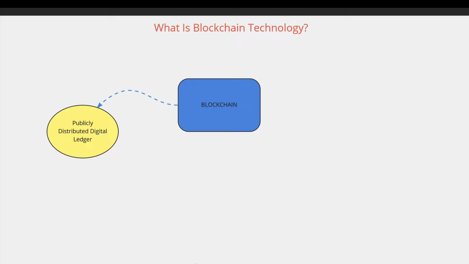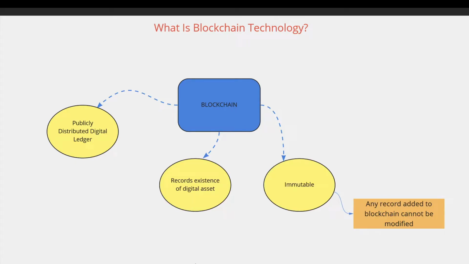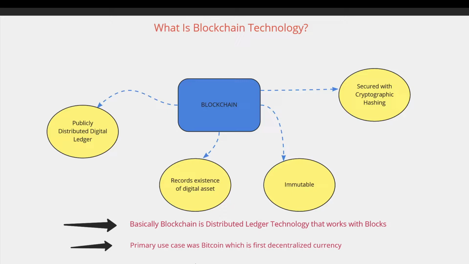all the computers in the network have this digital ledger that is distributed among themselves, and it records the existence of a digital asset. It's immutable. That means any record that is added to the blockchain cannot be modified, and it's secured with cryptographic hashing. So, as I explained earlier, blockchain is a distributed ledger technology that works with blocks, where a block is basically data or transaction details. And its primary use case was Bitcoin, which is the first decentralized currency.